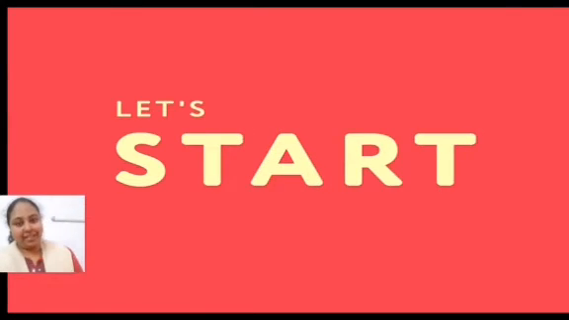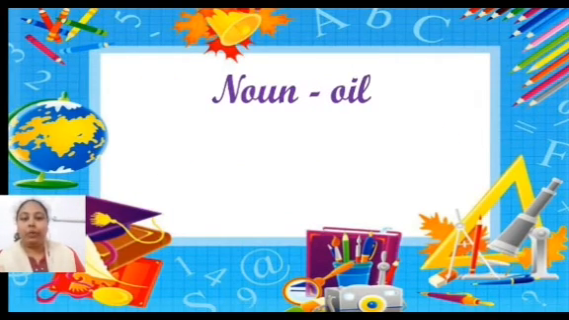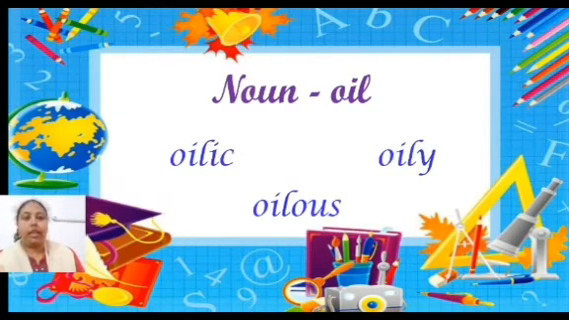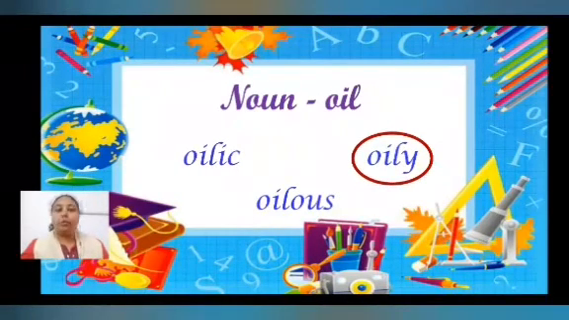and do some practice. So, you are going to choose one of the correct adjective form of the given nouns. Let us see. The first noun is oil. Let us see the options given to us. They are oilic, oily or oilious. What do you think, children? Which adjective is correct? Very good. It's oily. We just need to add y to this word to make it an adjective.